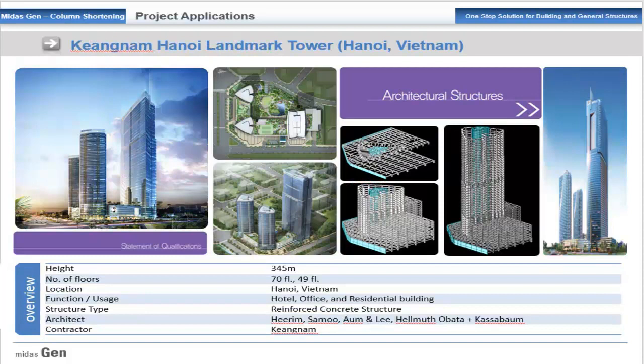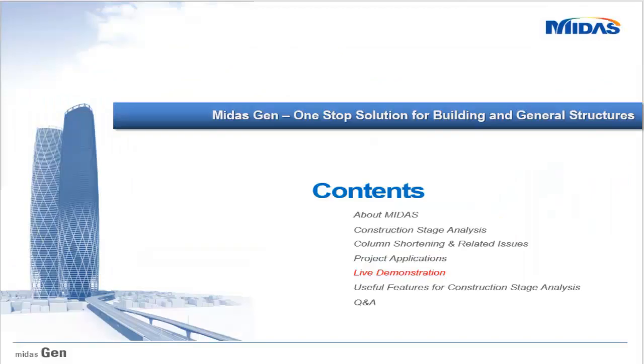Another one is the King Nam Hanoi Landmark Tower in Vietnam. These are twin towers of 49 floors each and one tower of 70 floors. It was a complete reinforced concrete structure analyzed in MIDAS Gen. So we have seen the general concept of column shortening analysis and the project applications in MIDAS Gen. Now for the live demonstration, I would like to discuss the MIDAS Gen procedure for column shortening analysis.